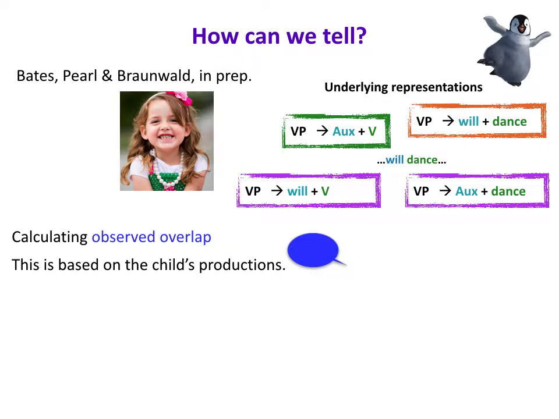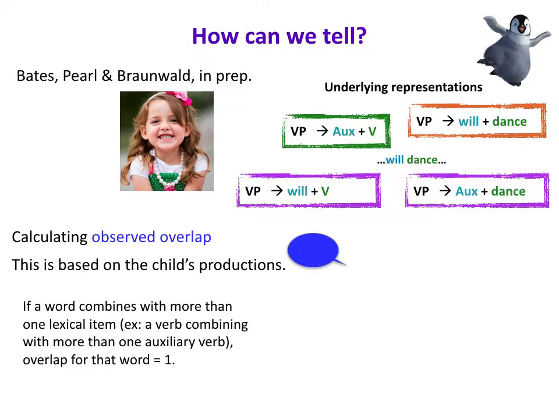So how can we actually calculate the observed overlap in a child's productions? And so this actually is a very straightforward process. If a word combines with more than one other lexical item, for example, if we're looking at verbs, if a specific verb combines with more than one other item, like an auxiliary verb example, the overlap for that word is 1.